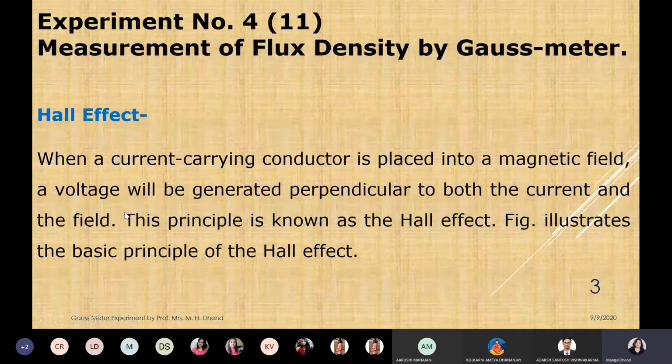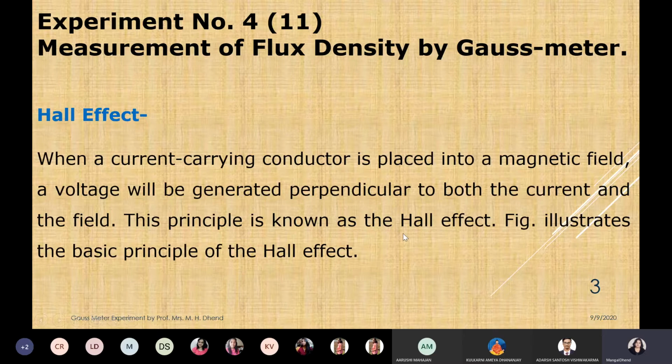So you can take three fingers at right angle to each other. You just keep one finger in the direction of current. Then you place your second finger in the direction of flux density. And then see where your third finger is, at right angle to both. In that third finger's direction, voltage will be generated. Okay, the voltage generated will be perpendicular to both current and the field. So all three quantities have to be placed at 90 degrees. If you do not keep the current carrying conductor at 90 degrees to the magnetic flux density, then you will not see voltage. Voltage will not generate.